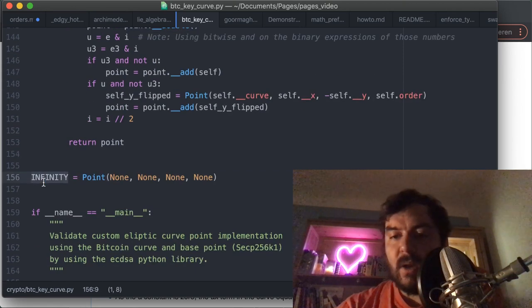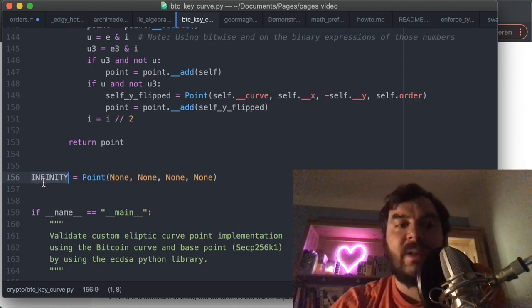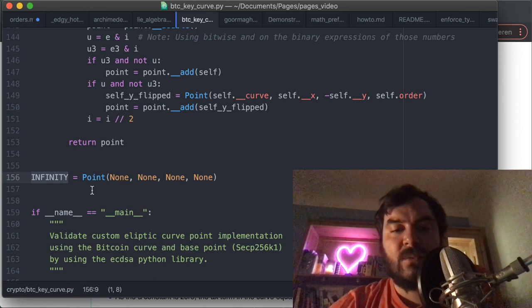Then there's the point at infinity. This is also a mathematical detail, the degenerate case out there.